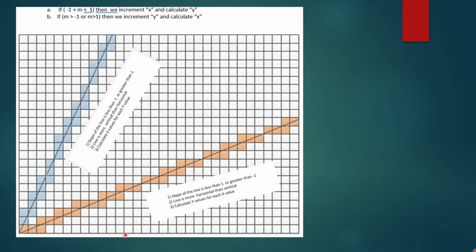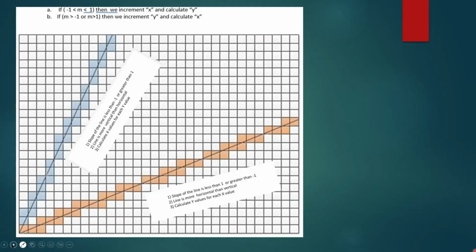The other option that we have to evaluate is if the slope of the line is more horizontal than vertical, like here. That means that the slope of the line is less than 1 or greater than -1. In that case, what we do is we're going to increment x and calculate y. That's what I should say.